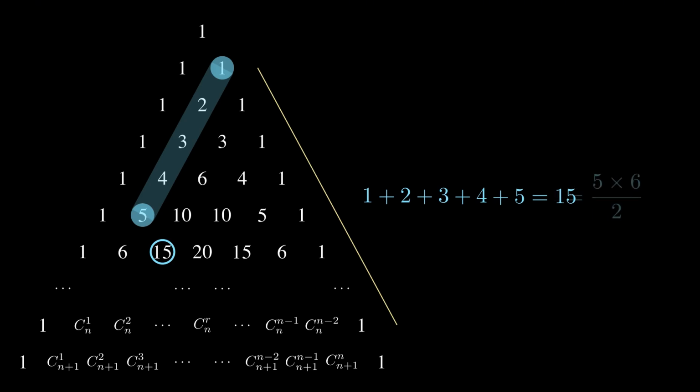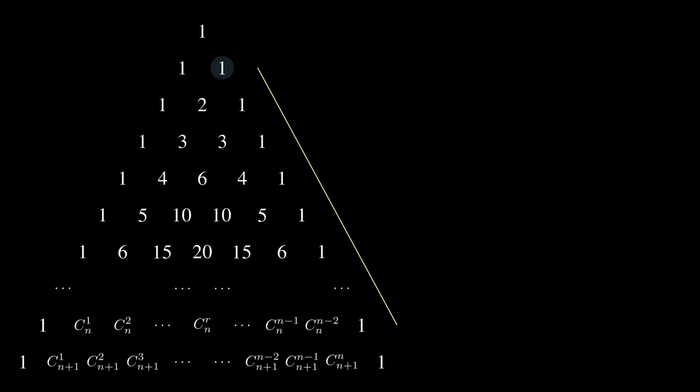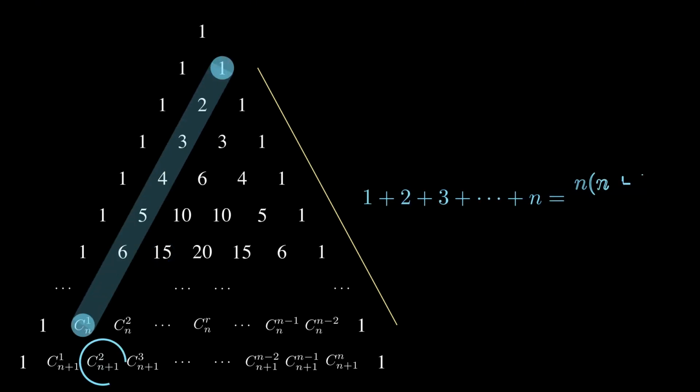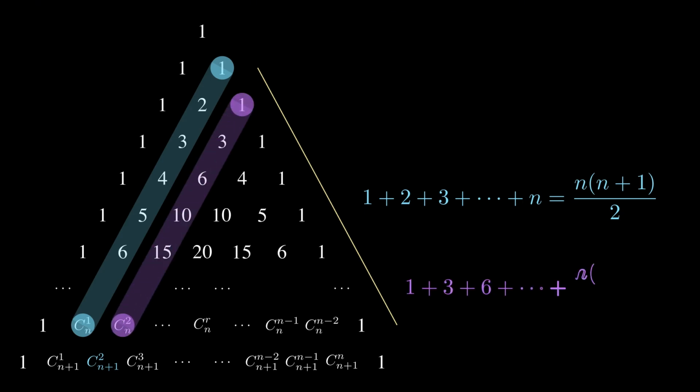Now, 15 corresponds to 6 choose 2, which is 5 times 6 over 2. Therefore, we can deduce that the sum from 1 to n is n+1 choose 2, which is equal to n times (n+1) over 2. In its right adjacent diagonal, each number is the product of 2 consecutive natural numbers over 2.